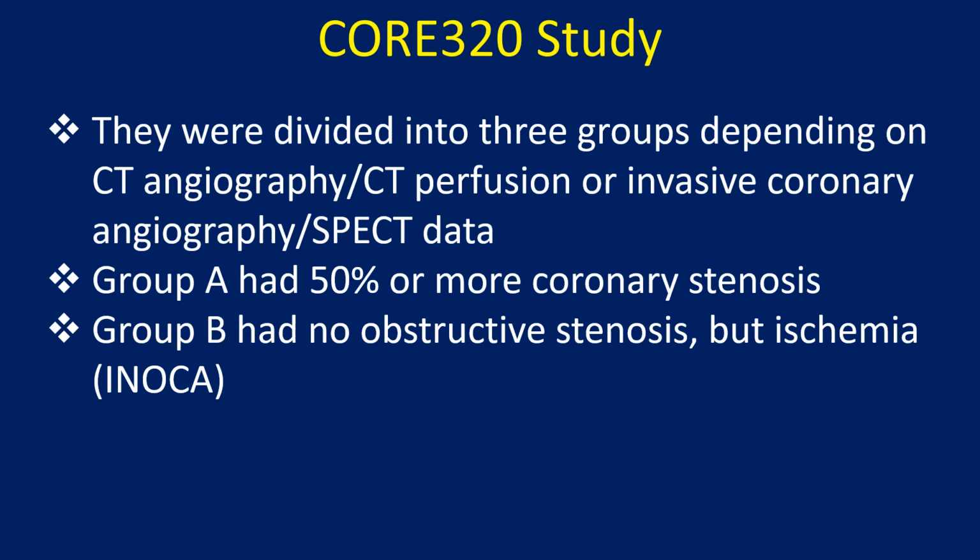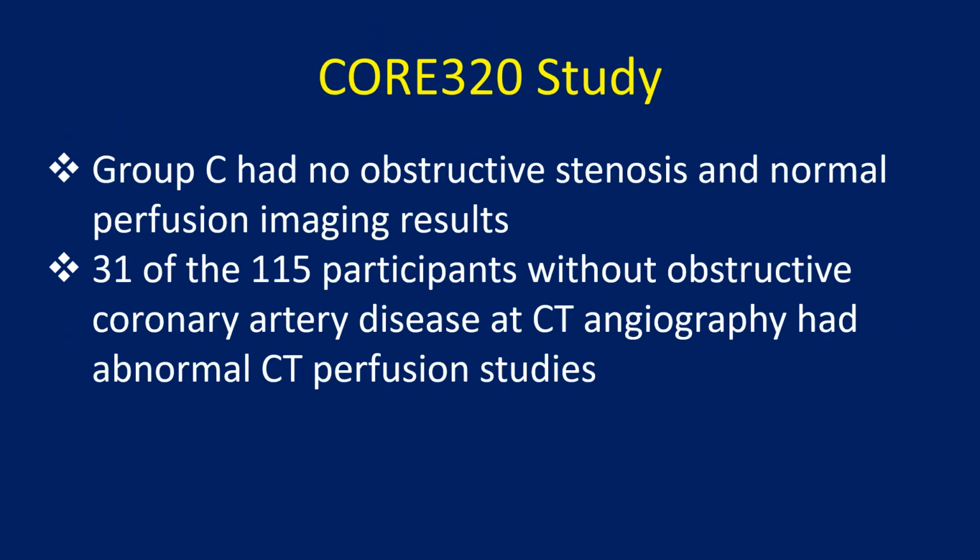They were divided into three groups depending on CT angiography, CT perfusion, or invasive coronary angiography and SPECT data. Group A had 50% or more coronary stenosis. Group B had no obstructive stenosis but ischemia, that is INOCA. Group C had no obstructive stenosis and normal perfusion imaging results.